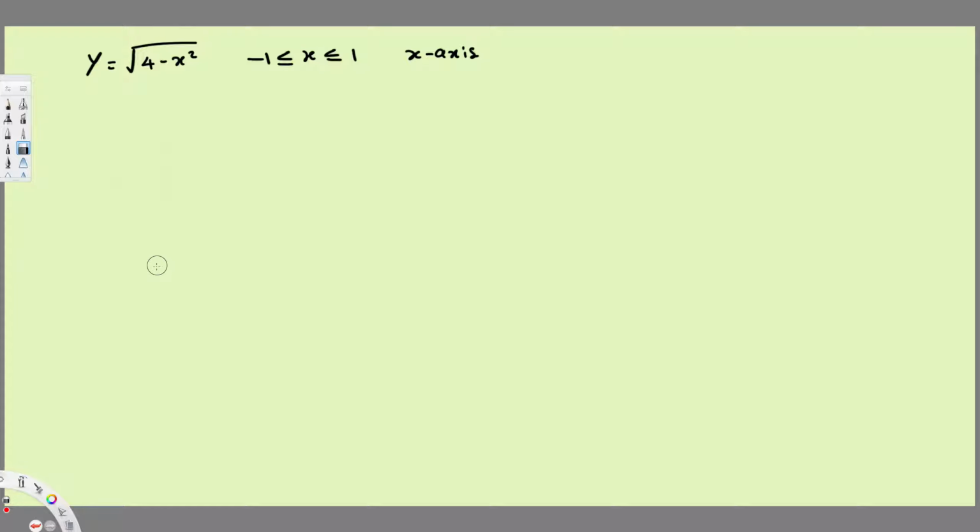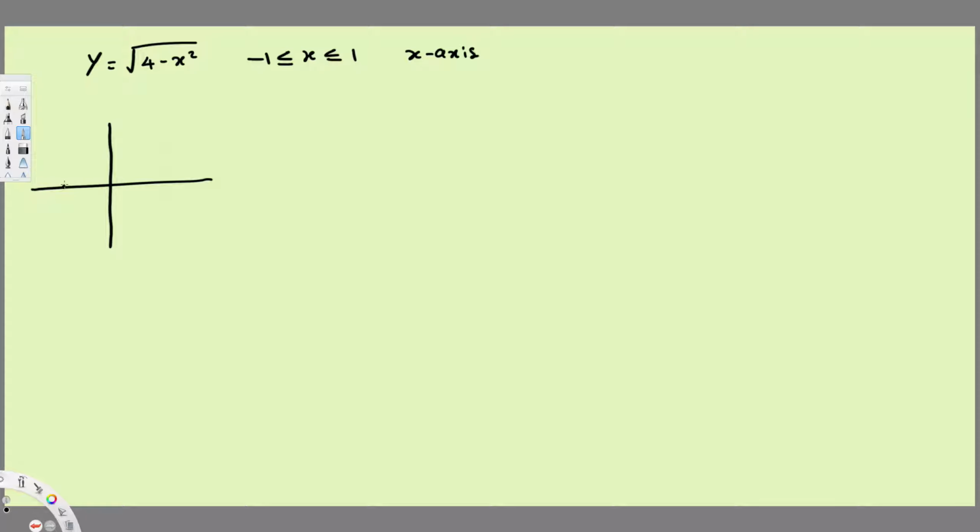Let's see how we can find the surface area of the region bounded by this expression right here. So let's go ahead and draw the graph first. If you notice that we have negative x square right here, this means parabola opening down. Since we have square root, the y values are going to be positive. So it's going to be just a half circle, and the graph is going to look like this.